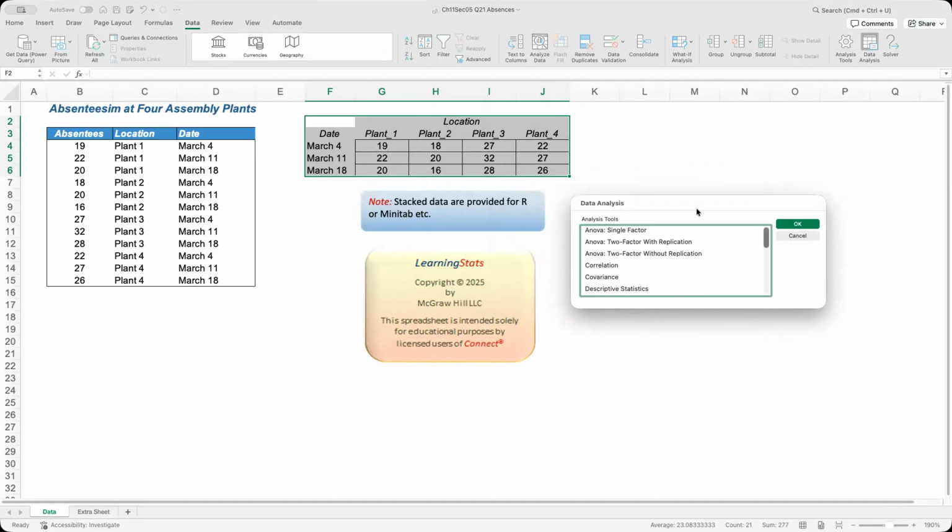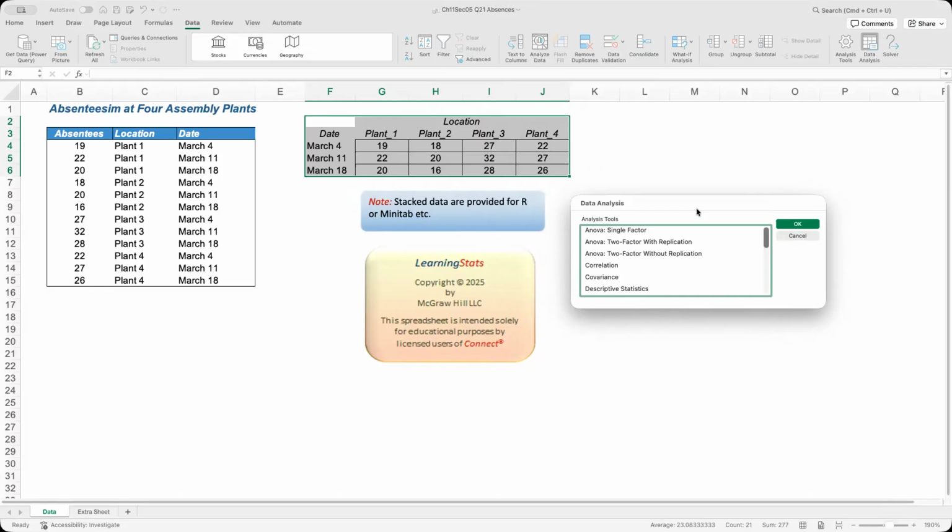We are doing it with the replication. Are we with replication here? How many observations do I have in each treatment? I only have 1. So I'm without replication. The replication refers to the fact that I have 1 observation from plant 1 and March 4th, and 1 observation from plant 3 and March 18th, right? 1 observation per treatment. No replication.